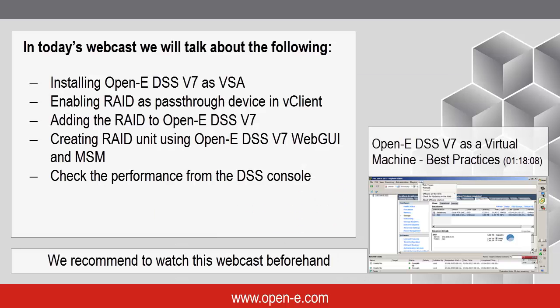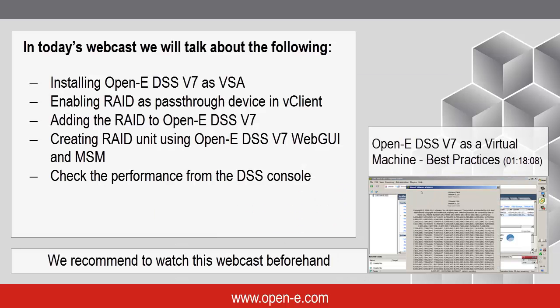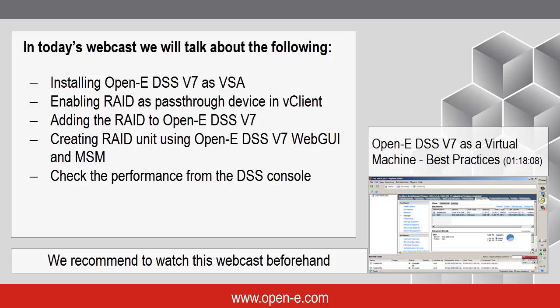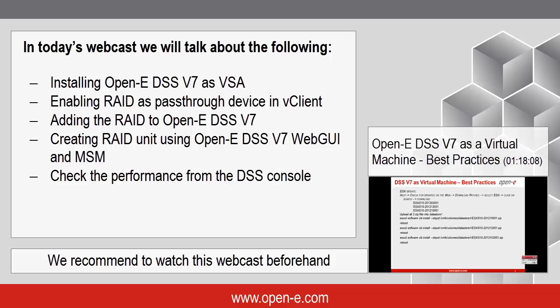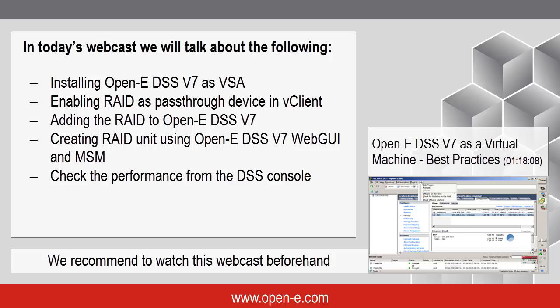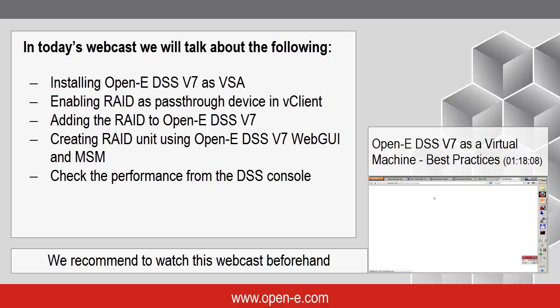We will cover the following topics. We will be installing DSS V7 as a virtual storage appliance. Then we're going to be enabling the RAID controller as a pass-through device. And then we're going to add the RAID to the DSS V7. We'll show how to create the RAID unit, and you could use the web GUI and/or MSM for MegaRAID Storage Manager or 3ware.